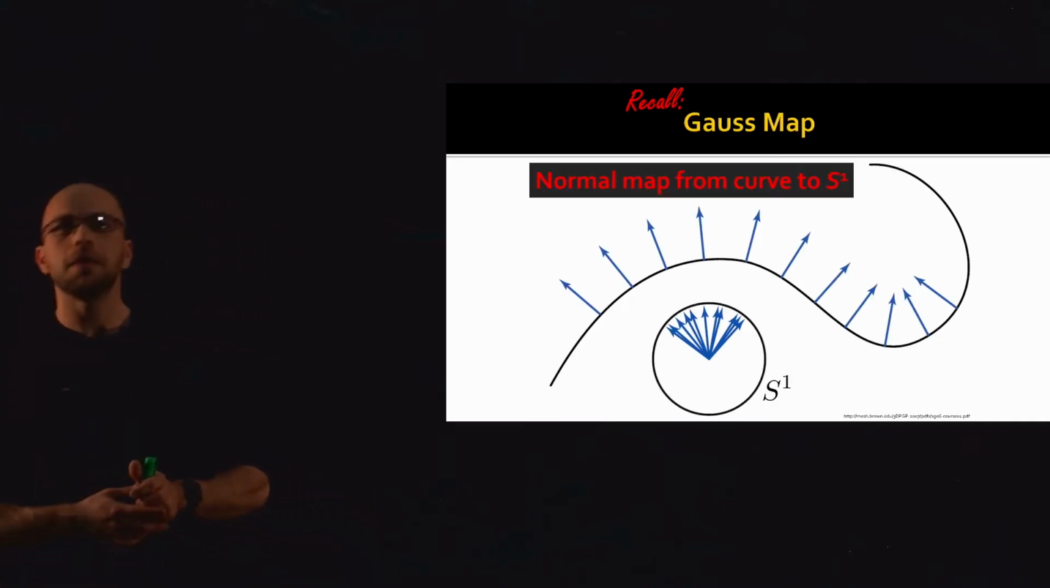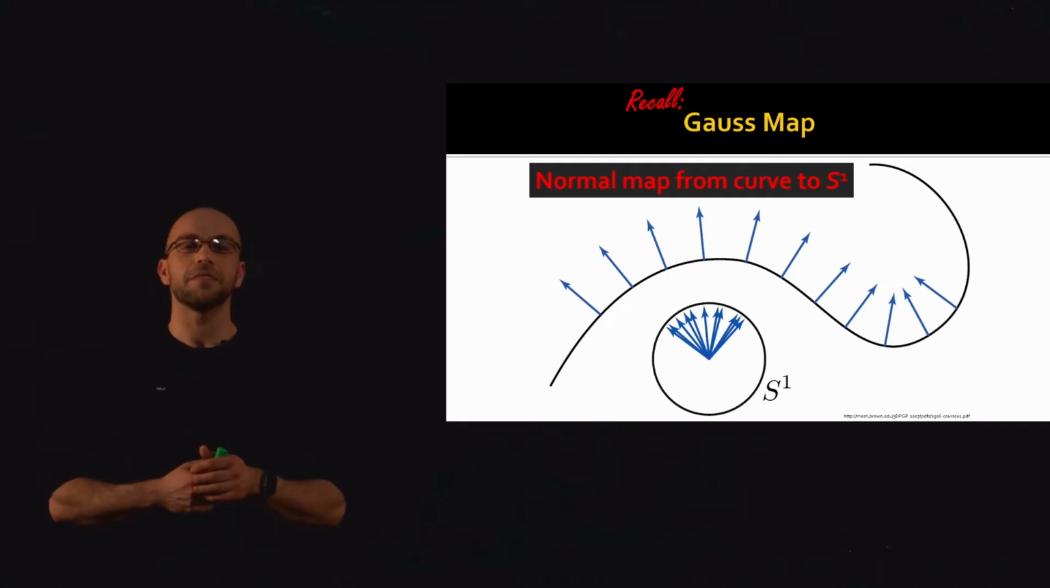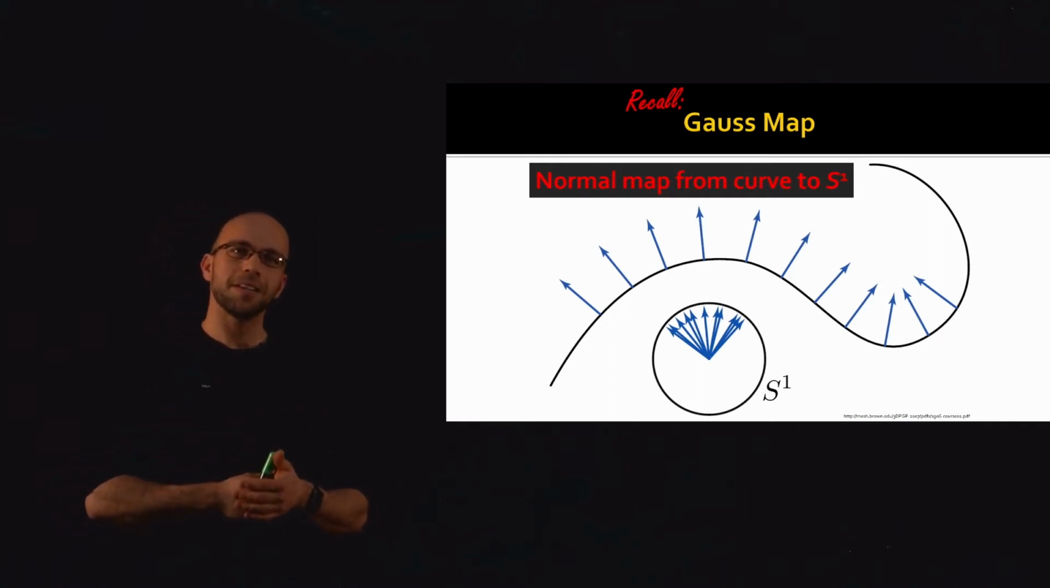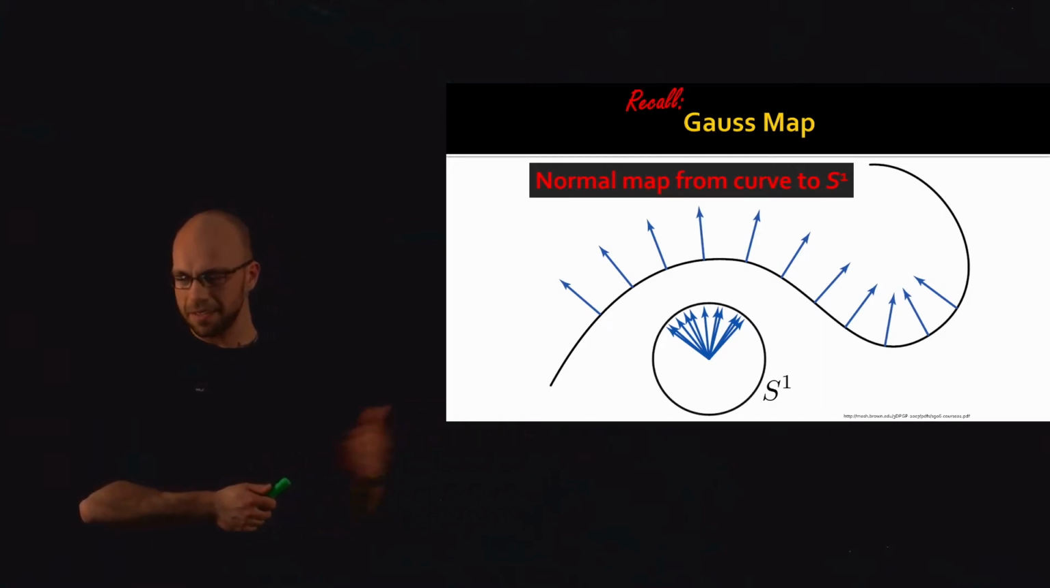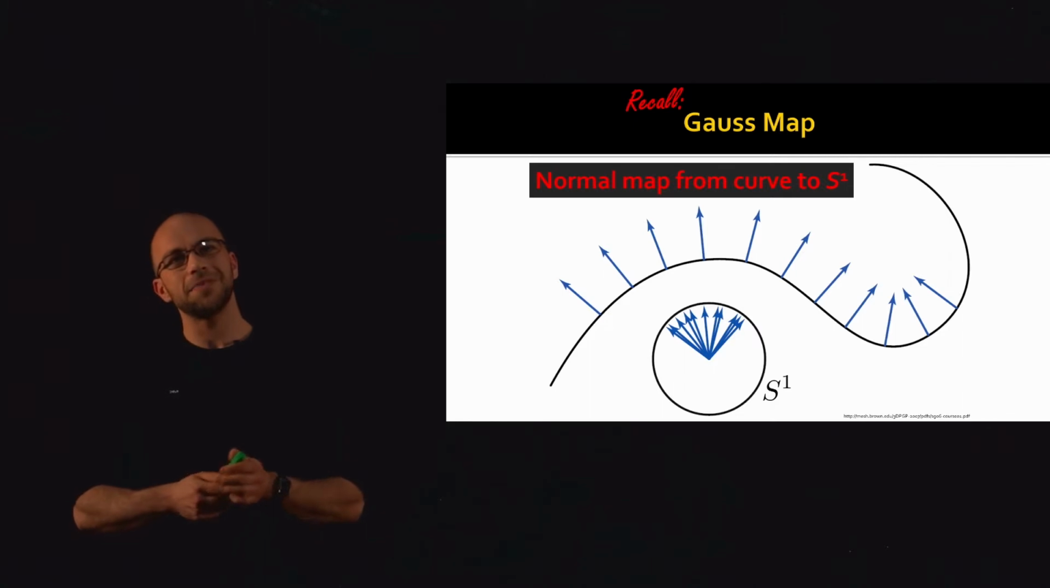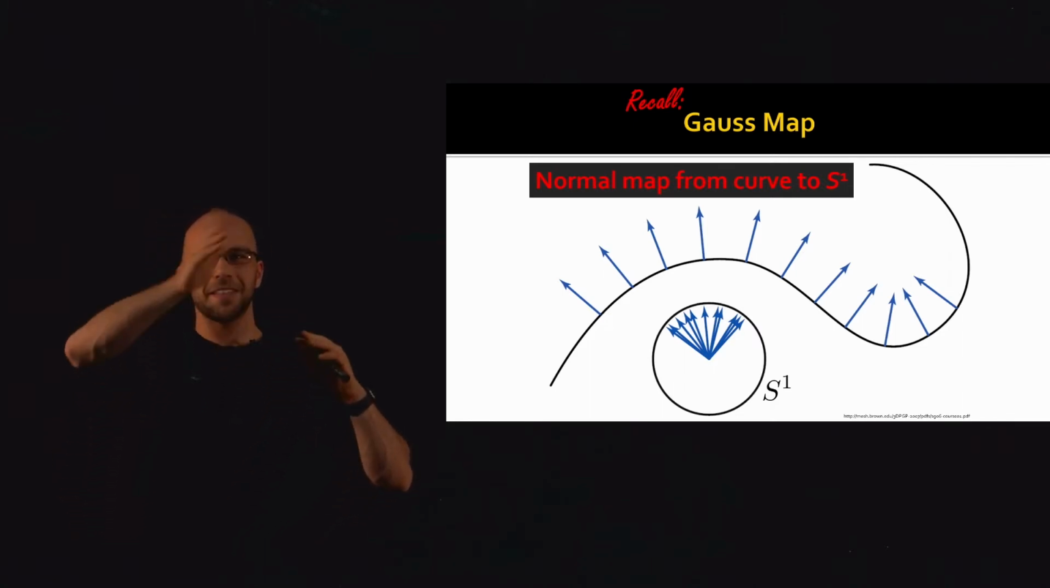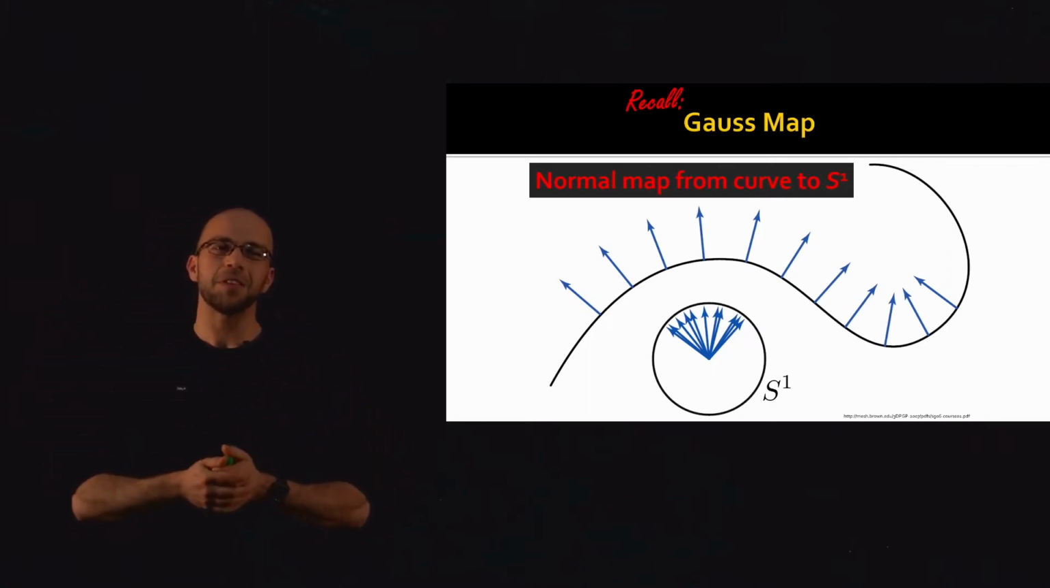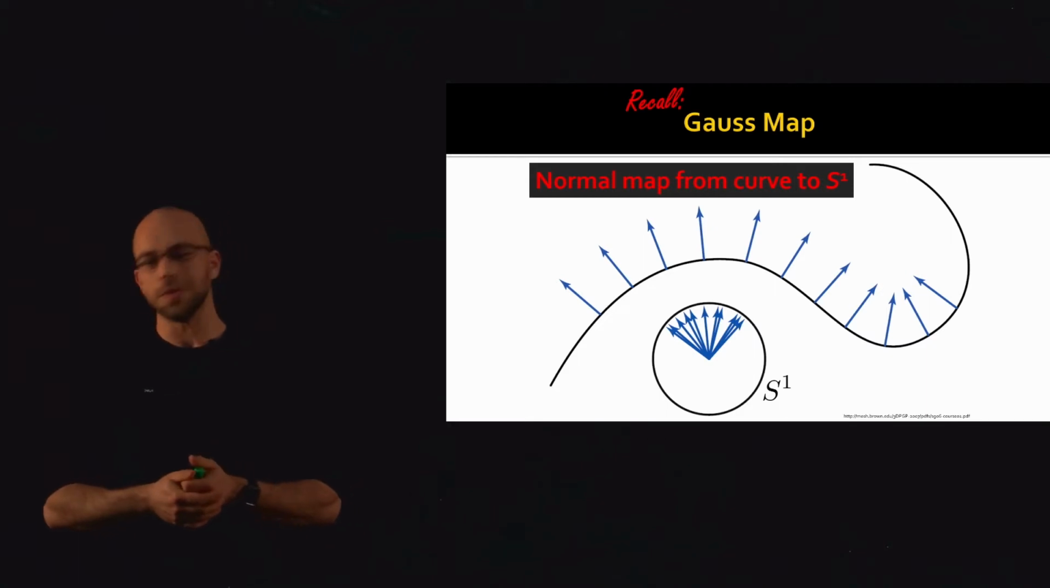So if you'll recall, when we talked about the analysis of plane curves, we defined a particular object called the Gauss map, which mapped every point on a plane curve to its normal vector, in this case on the circle, which is S1. Now we're going to lift the Gauss map to a surface sitting in 3D, which now is going to map to the unit sphere, which is notated S2.